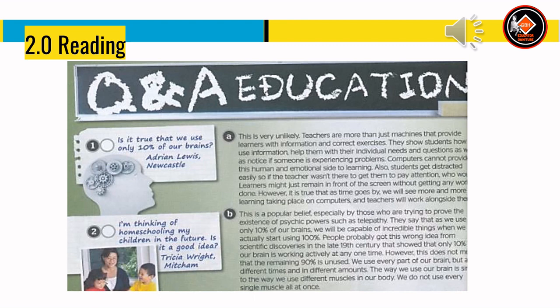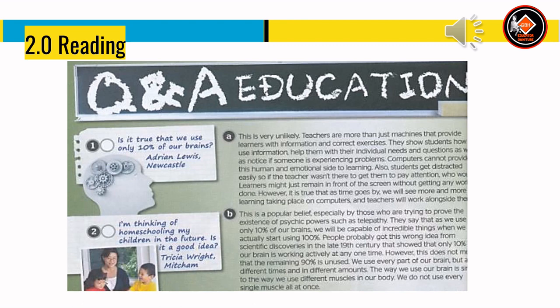However, it is true that as time goes by, we will see more and more learning taking place on computers and teachers will work alongside them. B. This is a popular belief, especially by those who are trying to prove the existence of psychic powers such as telepathy. They say that as we use only 10% of our brains, we will be capable of incredible things when we actually start using 100%.